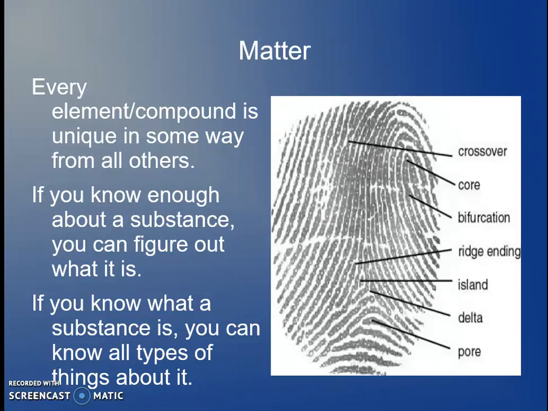If you know enough about a substance, you can figure out what it is. That is kind of a fingerprint for the element or compound. If you know what a substance is, you can know all types of things about it. When I say all types of things, I'm talking about properties.